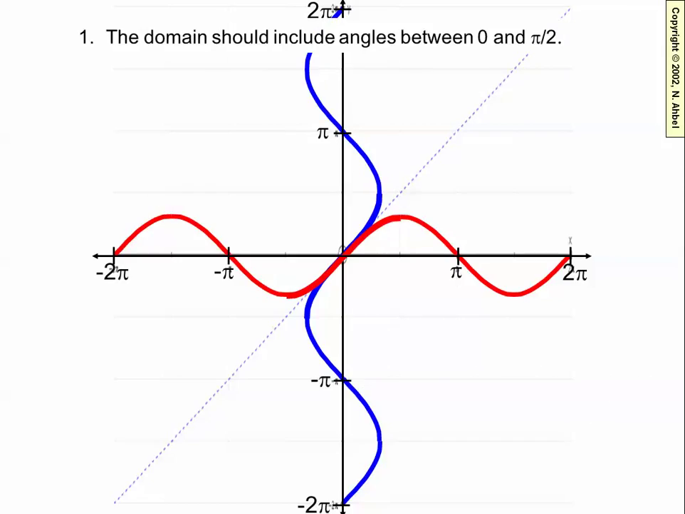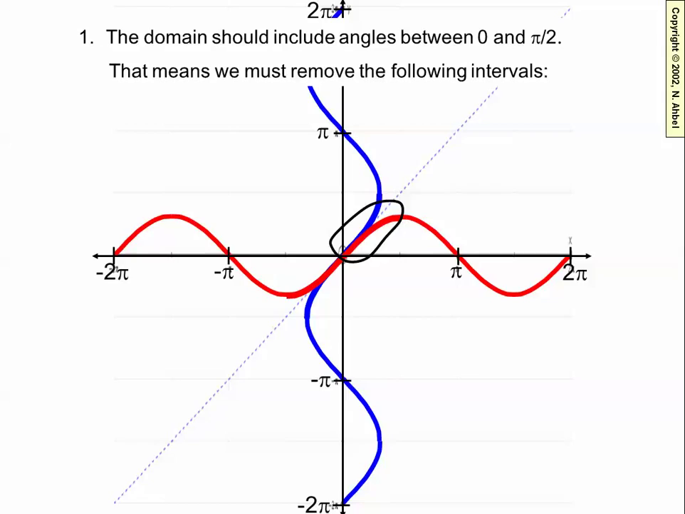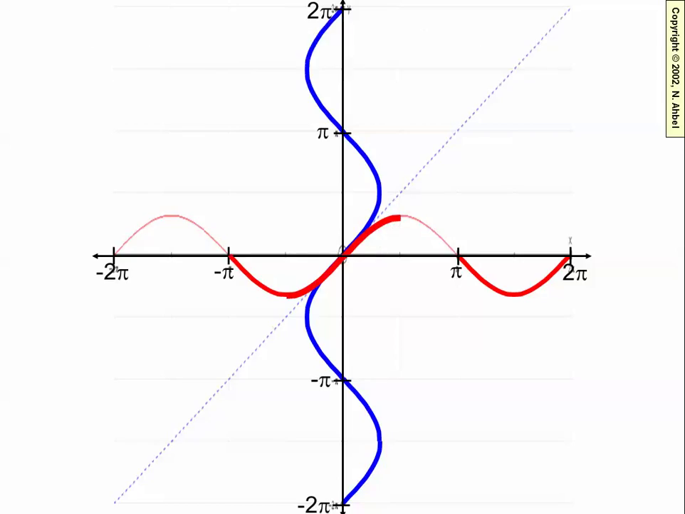So there are three criteria. The domain should include the first quadrant, or angles between 0 and pi over 2. That's this, and if we include that, we're going to need to get rid of these other portions of the graph.